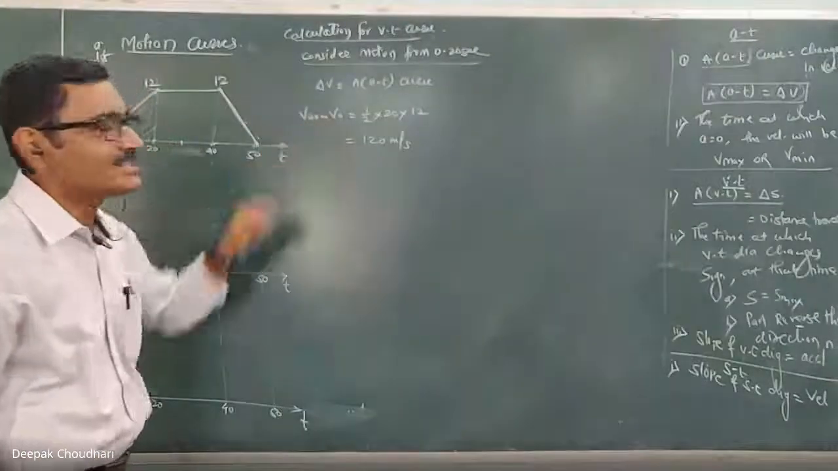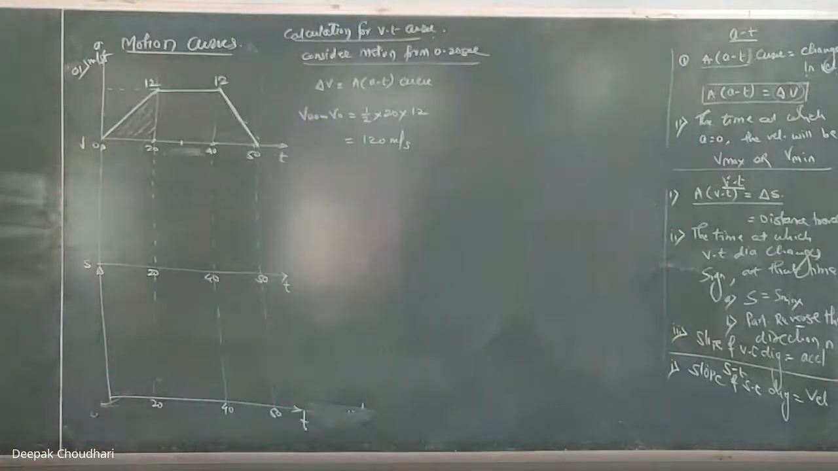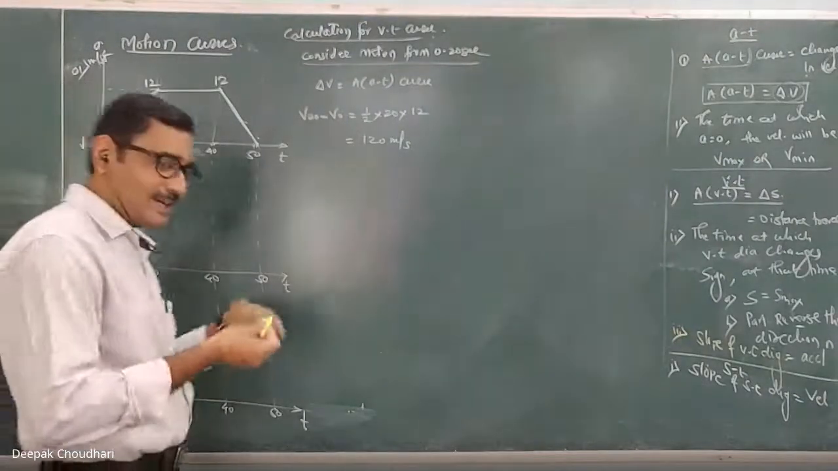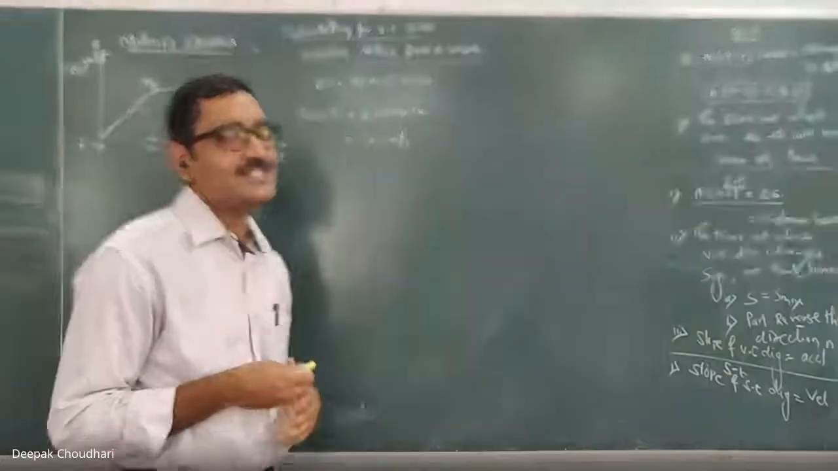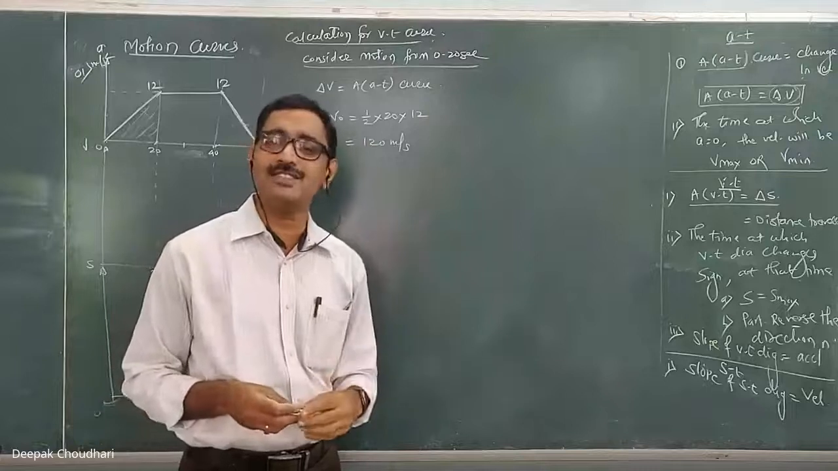Now if I know the velocity at t equal to 0, I can calculate the instantaneous velocity at t equal to 20, isn't it? Yes. So most of the sum में velocity at t equal to 0 is given. Clear? But if it is not given, how much is the velocity at t equal to 0? You can use our standard boundary condition what we have used in the variable acceleration motion.